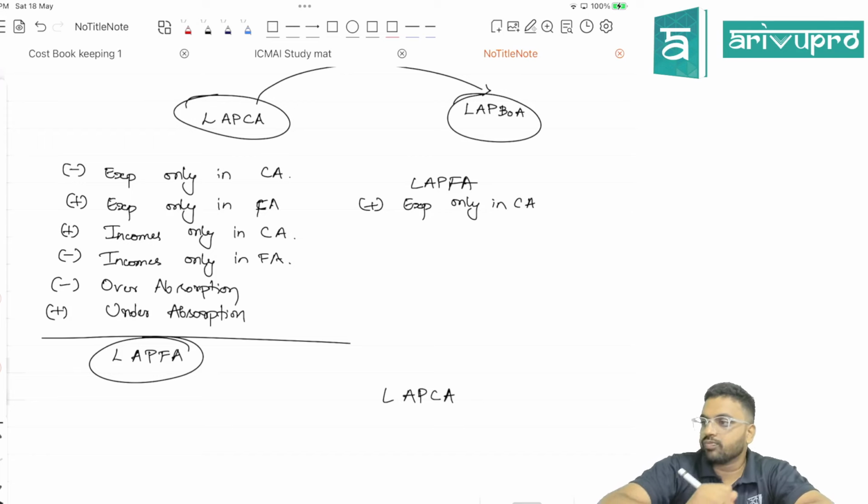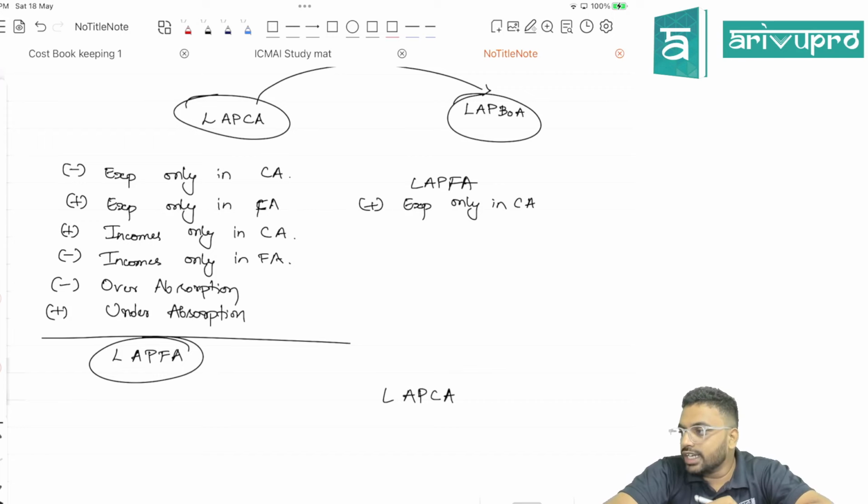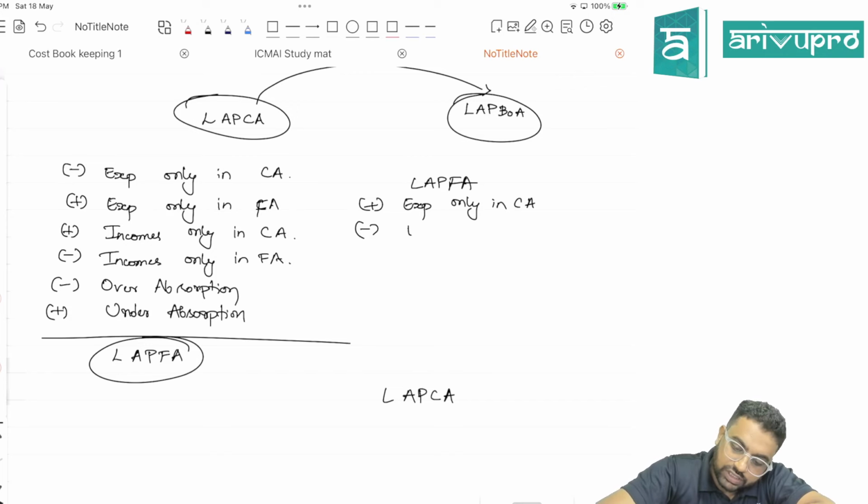Okay sir, done. Next, expenses only in financial accounting. There are certain expenses which are recorded only in financial accounting. What we should do, sir? Listen. In cost accounting, loss did not increase, because that is not considered. But in your financial account, it increased. So what you should do? Now decrease. That's it. So minus expenses only in financial accounts.